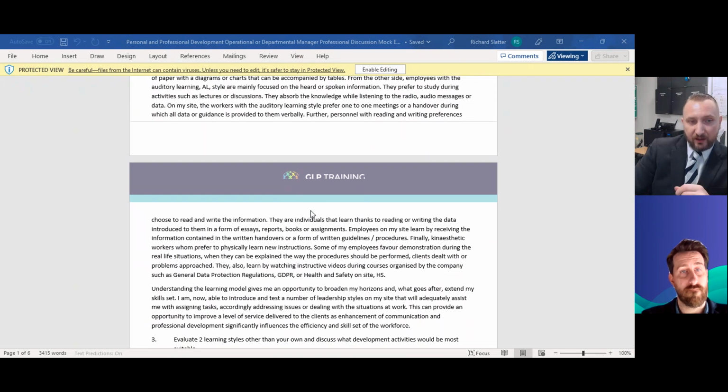my skill set. I'm now capable to introduce and test a number of leadership styles on my site that will adequately assist me with assigning tasks, accordingly addressing issues, or dealing with situations at work. This can provide an opportunity to improve a level of service delivered to the clients, as enhancement of communication and professional development significantly influences the efficiency and skill set of the workforce.